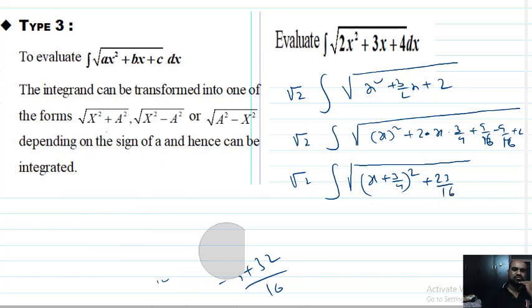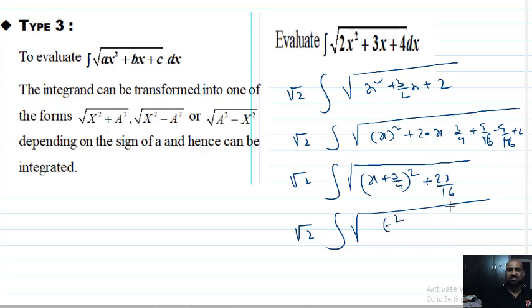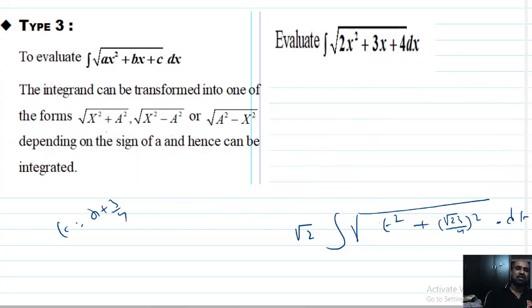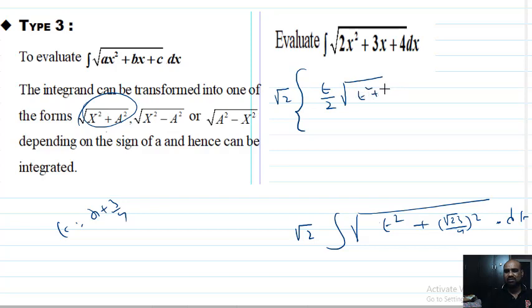Now I can write this one as root 2 integral of root over t square plus (root 23 by 4) whole square dt. So t is taken as x plus 3 by 4, dt equals dx only. Now I want to apply the formula directly. So what is the solution? This form only, no? Directly, what can I write? Root 2 bracket x by 2, sorry, t by 2 into root over t square plus the same thing, that is 23 by 16.